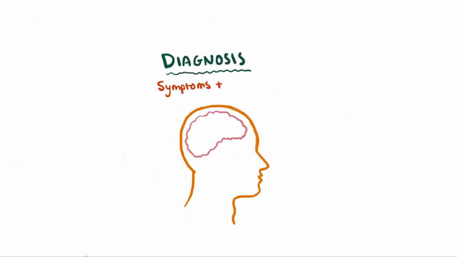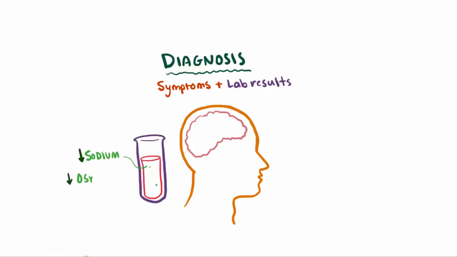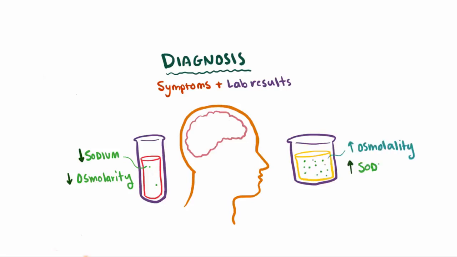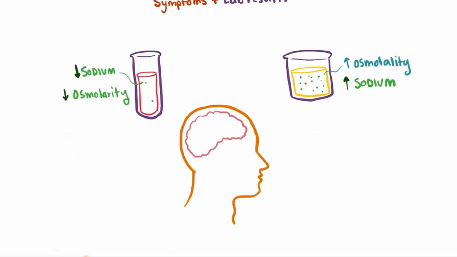It's not hard to suspect someone might have SIADH. All we have to do is consider your symptoms in addition to your lab results. Low blood sodium levels and low plasma osmolarity combined with high urine osmolality and high urine sodium is a big giant red flag for SIADH.